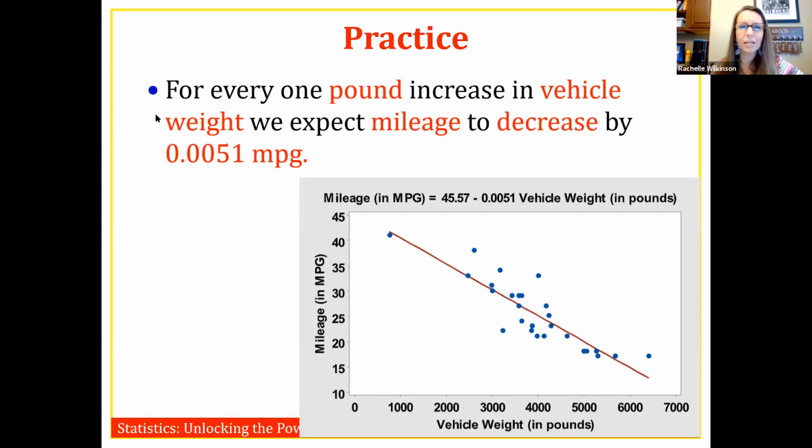I think on Wiley Plus, they might switch the order of things. Like we could say, we expect mileage to decrease by 0.0051 miles per gallon for every 1 pound increase in vehicle weight. So you see how I've swapped the beginning and end of the sentence, and you can totally do that and it's still correct. But until you really understand what it is, I recommend just using my pattern.